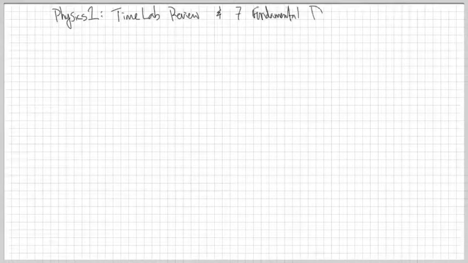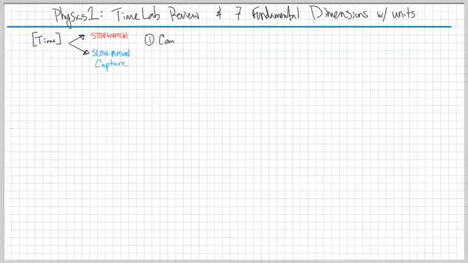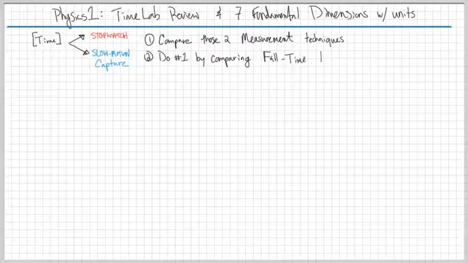This video is going to recap the time lab that we did, as well as a little bit about 2 of the 7 fundamental units we've encountered thus far. Our time lab was essentially an introduction to recording time measurements, and we used 2 different methods, the stopwatch and slow motion capture. And then we also had the calculated actual or true fall time that it should take something to fall a certain given height.